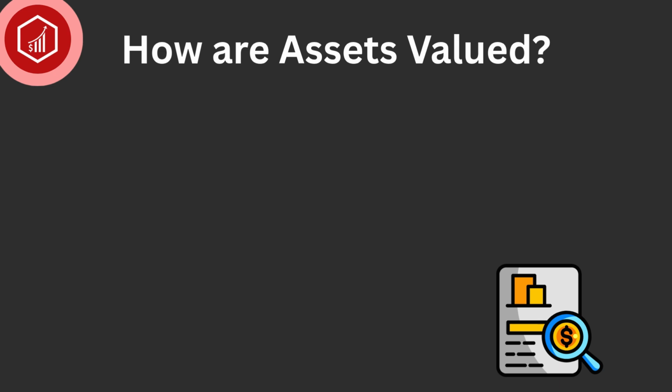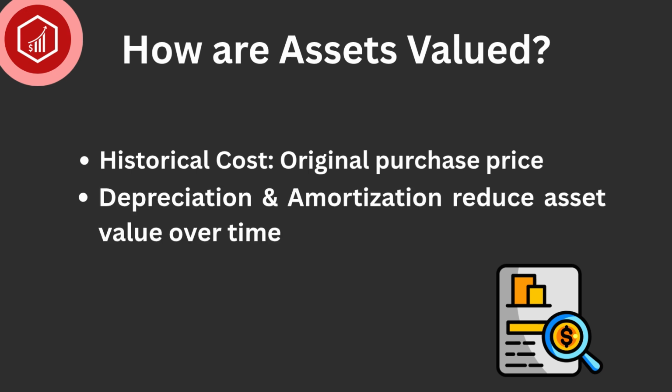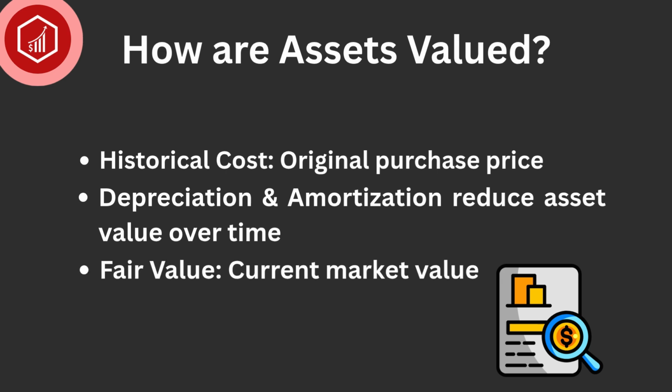In the next step, I'm going to explain to you how assets are valued. Assets are usually recorded at historical cost, the price paid to acquire them. But over time, some assets lose value, like machines or cars. That's where depreciation comes in. Other assets like software or patents are amortized. There's also something called fair value accounting, where certain financial assets like stocks or bonds are updated to reflect current market prices. But we will go deeper into these valuation methods in later videos.